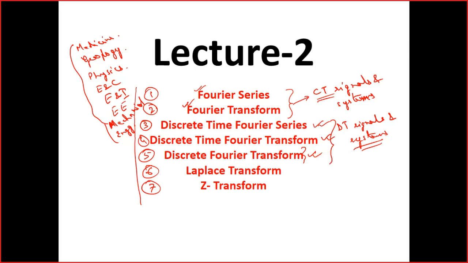Then comes the Laplace transform. This Laplace transform is basically again a continuous time transform. I mean to say that it is used for the analysis of continuous time signals and systems, and it is the generalized version of the Fourier transform. So from the Fourier transform, if we generalize the equation, we get the Laplace transform. However, most of the analog systems that we see are designed using the Laplace transform because of its versatility.